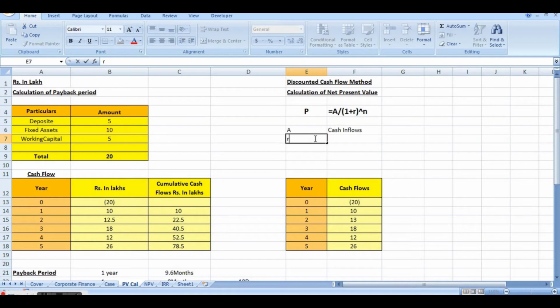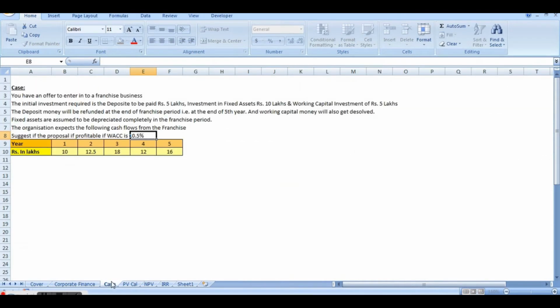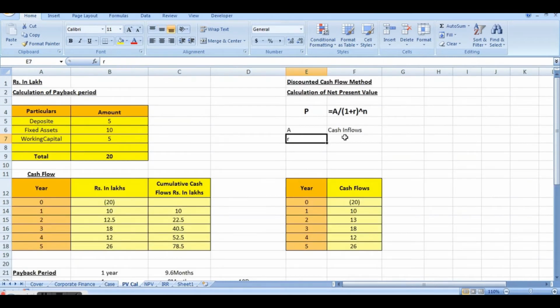R is, now if you read the case again, you can see they have given us the rate of interest or the WACC rate. Now R actually is the WACC rate. Now what does WACC mean? That when you invested rupees 20 lakhs, you have incurred an expenditure of 10.5% annually on it to mobilize this money. It can be through equity, it can be through debt.